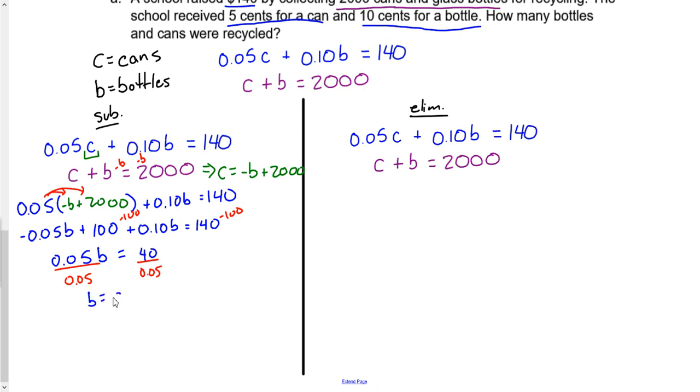And B equals 800. Now that I know what my B is, I can use one of my other equations. It doesn't really matter which one, but this one already has C solved for. If C equals negative 800 plus 2,000, it'd be 1,200.